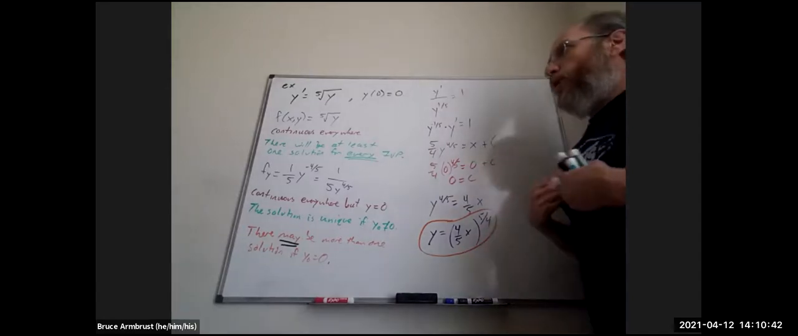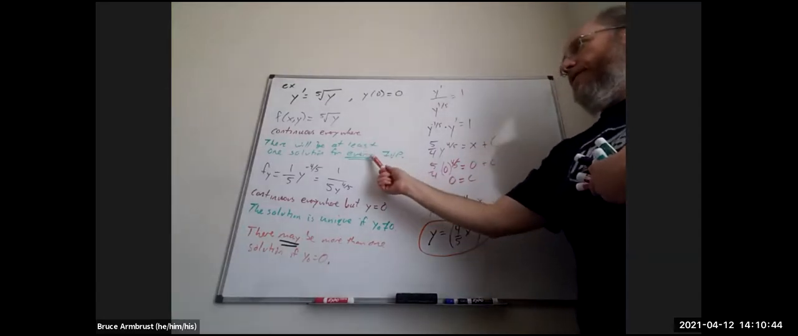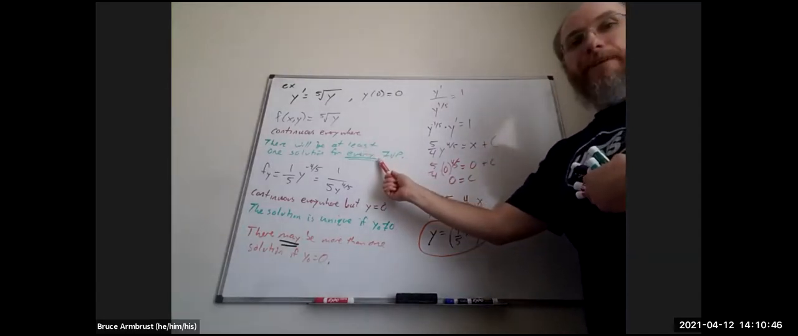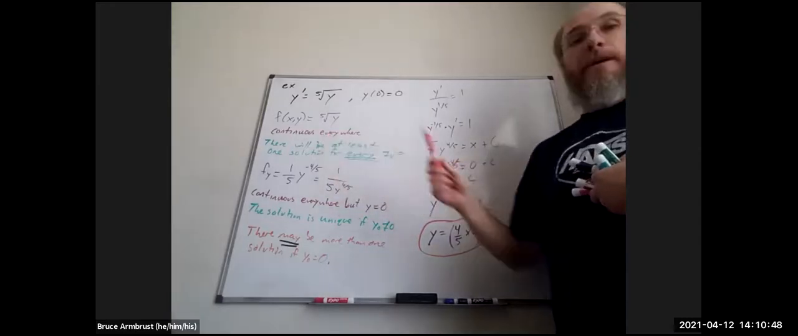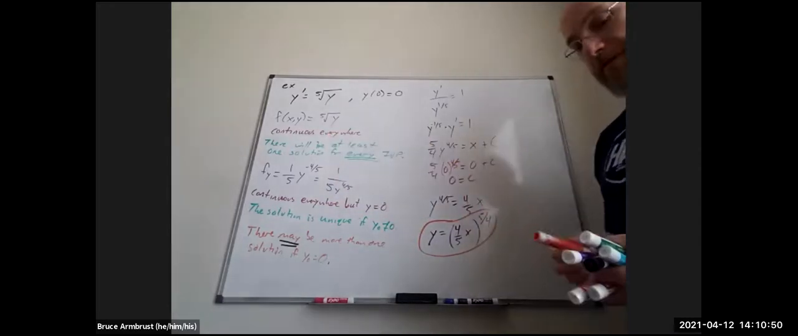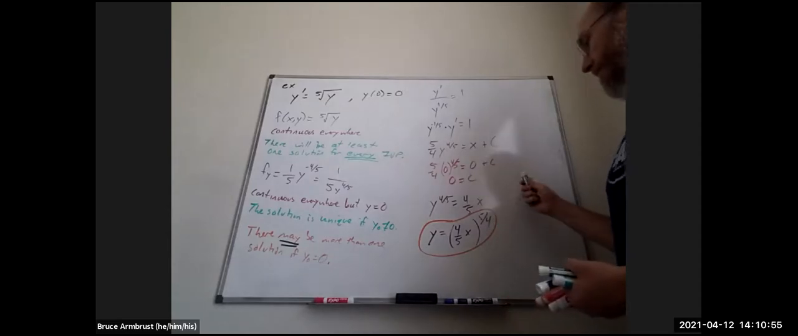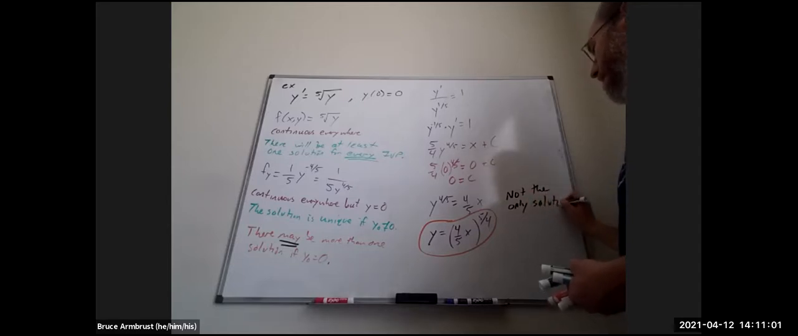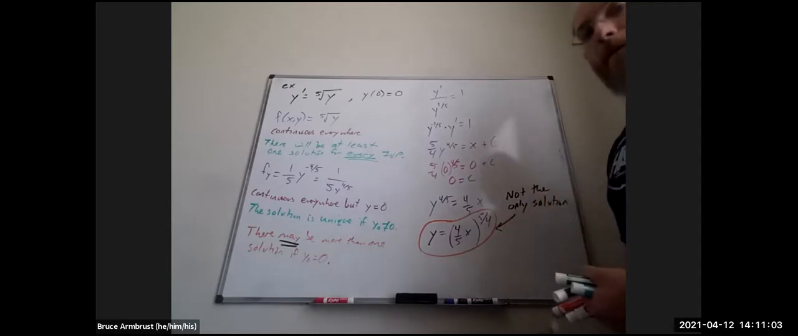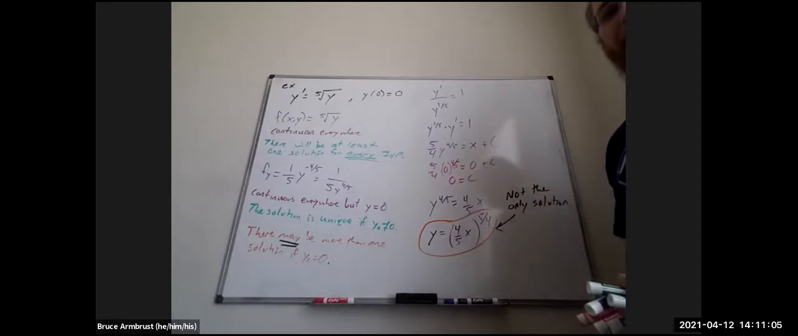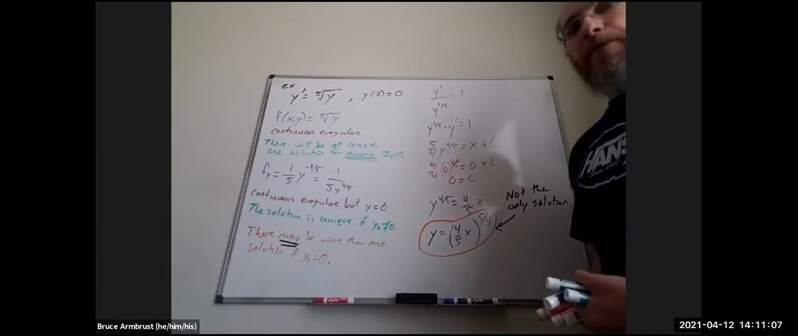Okay, so we were guaranteed a solution because the function itself was continuous everywhere. So we were guaranteed a solution. But this is not the only one. That's not the only solution to this initial value problem.